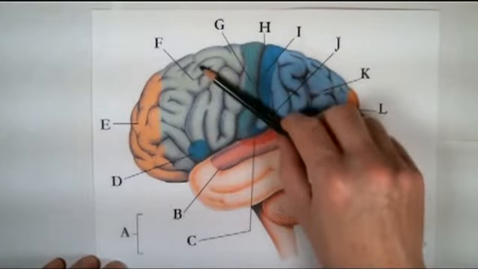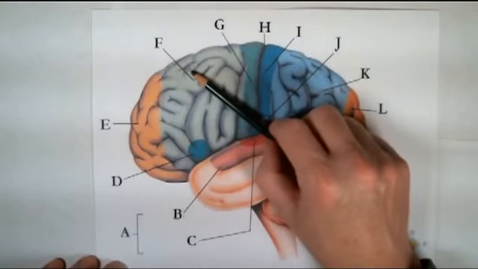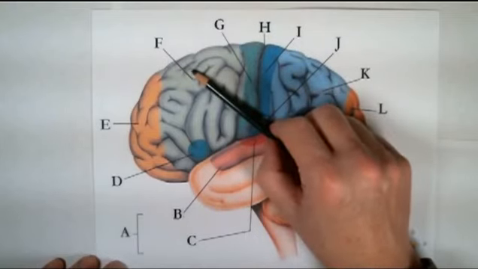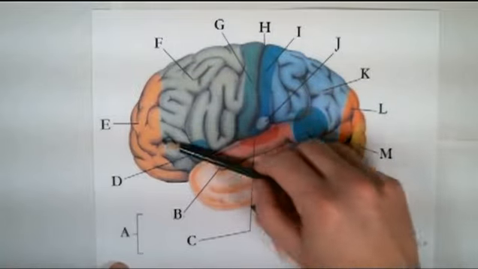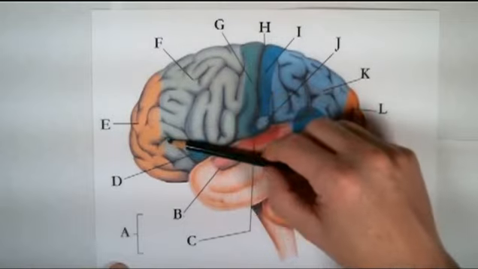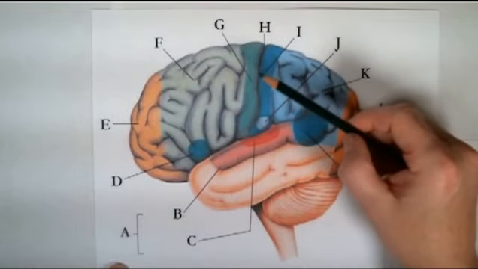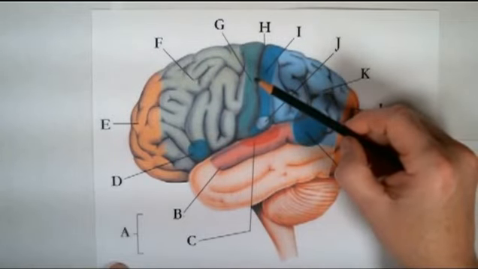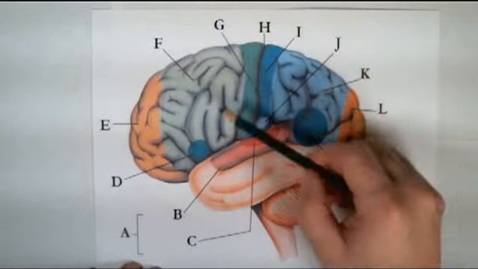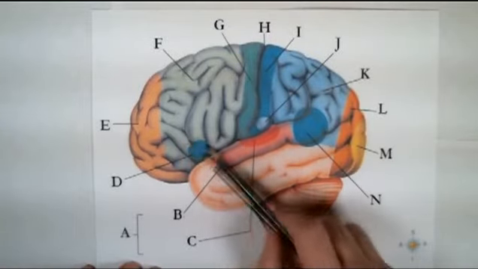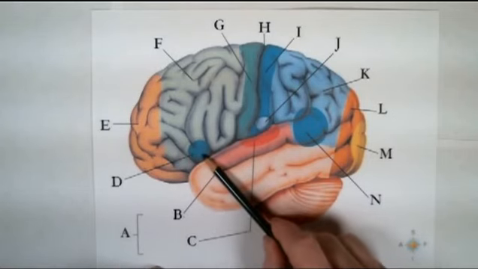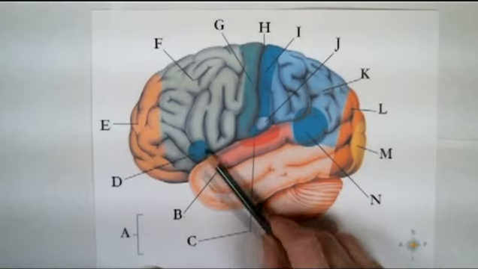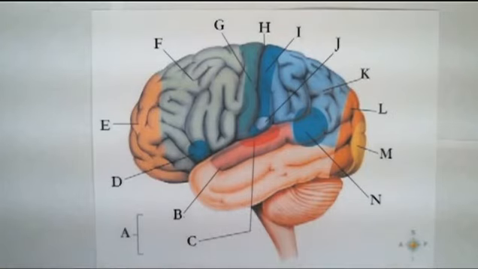Okay, so let's look at F. F is this area right here. So F is the premotor area. This is again a motor side. E is this part right up here in the front. So E is the prefrontal area. D is pointing to this little piece right here, this little part on the gyrus. So D is Broca's area, which is a motor speech area.